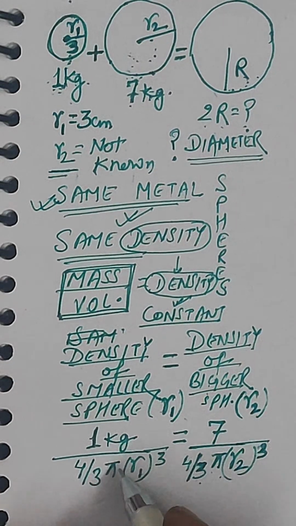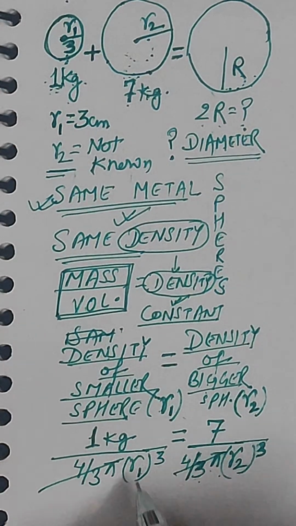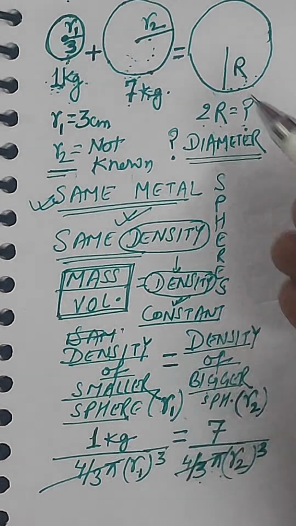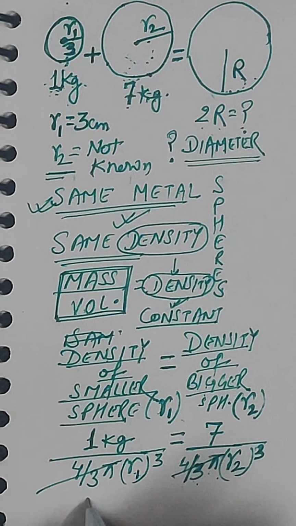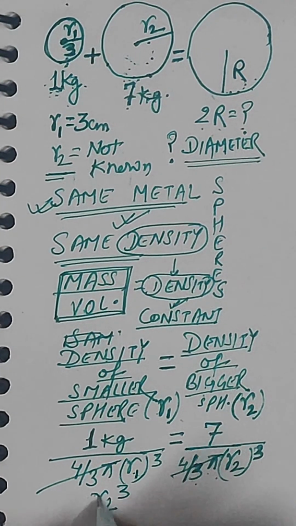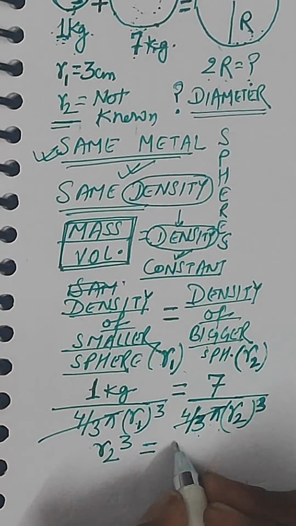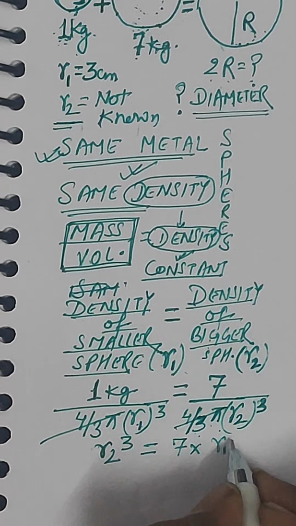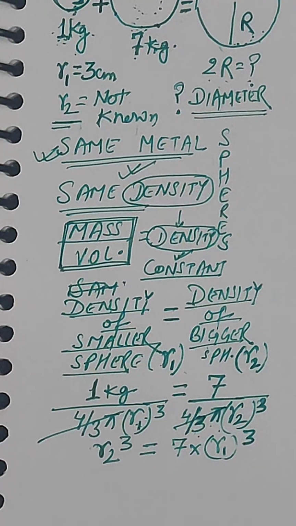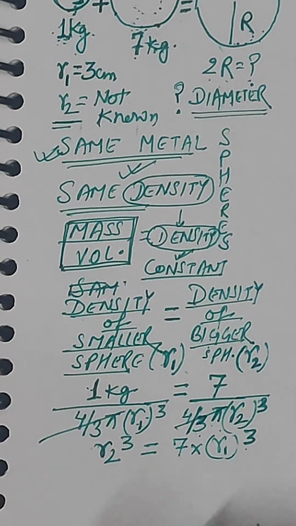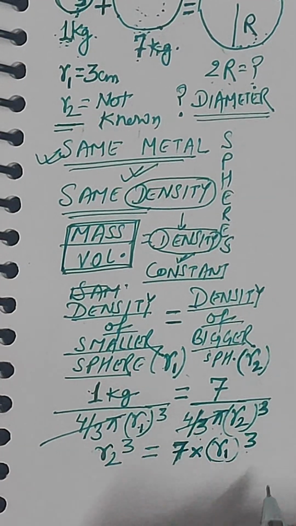Now from here you can see 4/3 π and 4/3 π can be cancelled. And we have the value of R1 as 3 here, so just put in the value. So we get the value of R2³ as equal to 7 into R1³. The other one comes to the denominator and stays as it is. So it will be 7 into R1 whole cube.